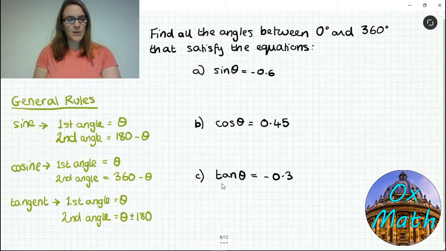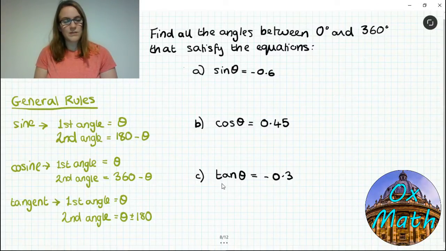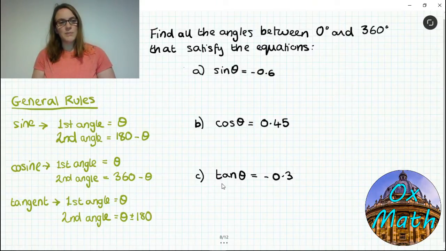So just to recap our general rules, for sine, if you find your first angle using your calculator, you find your second angle by doing 180, take away that answer. For cos, you do 360, take away that answer. And for tan, you can either add or take away 180 degrees, but you will normally be adding it to move into the positive part of the graph. And remember, for any of these, if your angle is not in the right part of the graph, mostly if it is negative, you can move it into the positive part of the graph by just moving into the next cycle by adding 360 degrees.